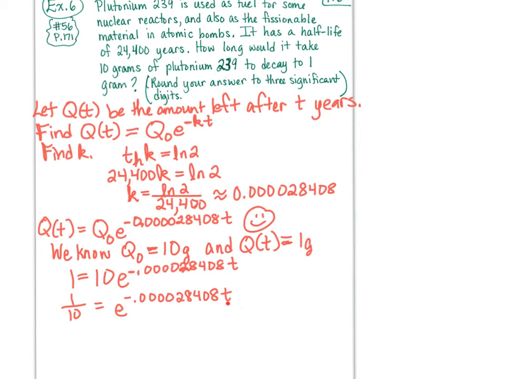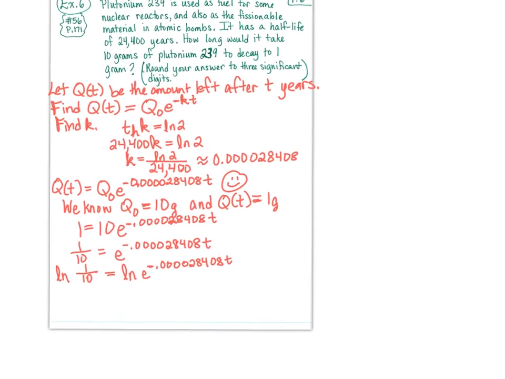All right, so now we're at the point where we want to isolate t. Well, it's stuck in the exponent. Remember, you have your logarithm properties, but the base here is e. So let's apply the natural log instead of the common log. So we get the natural log of 1/10 is equal to the natural log of e raised to the negative 0.000028408t. All right, so that gives us, running out of room, so I'm going to shrink this a little bit and move it up.